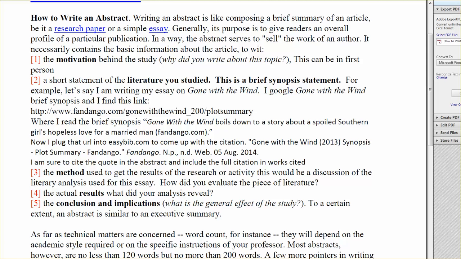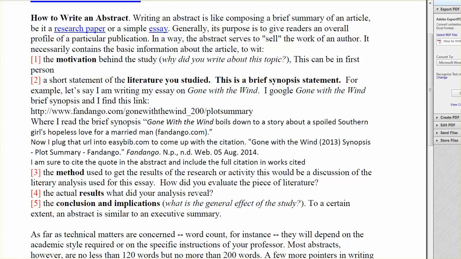Second is a short statement of the literature that you studied. This is a very brief synopsis statement, and I've given you an example of that. And you can find a synopsis in your studies. You can find a synopsis by researching that title online. And of course, if you do use the synopsis from another source, you want to make sure you cite that source so that you're not claiming those words as your own. We want to avoid plagiarism at all times.